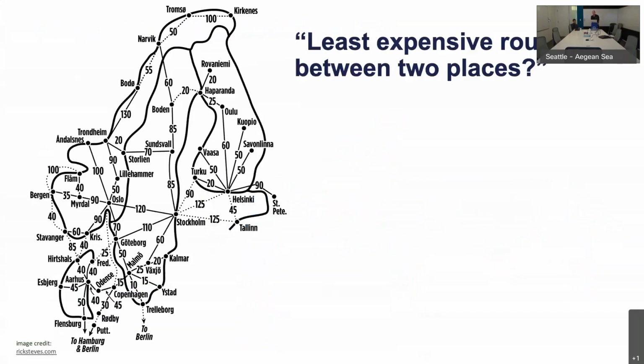Or here I have a map of the Nordic countries. All the dots are different towns. The lines are train routes, and the numbers on those lines are how much it costs to take that train. And you might have a natural question of, well, what's the least expensive route between two places? For example, if you want to go from Bergen on the west coast of Norway to Helsinki, Finland, you can see that there are a lot of different routes you could take that all have different total prices.